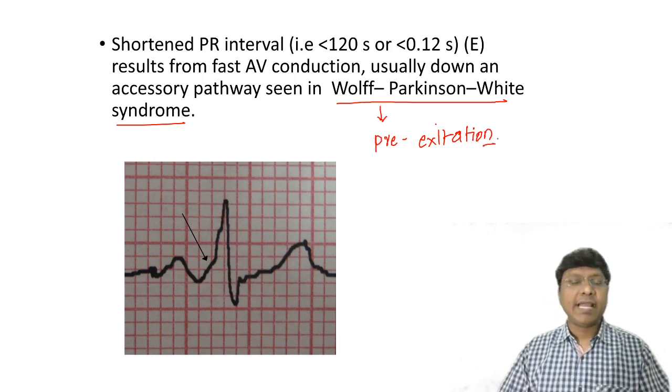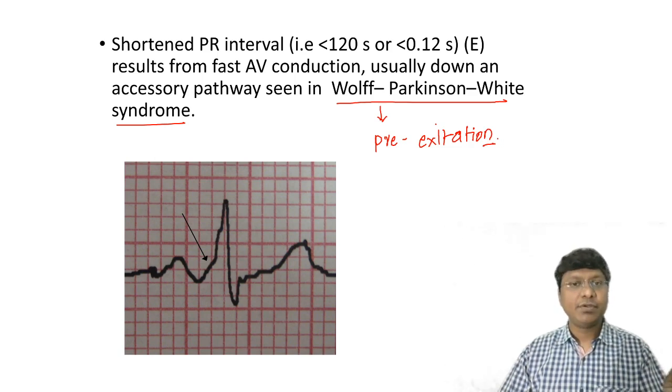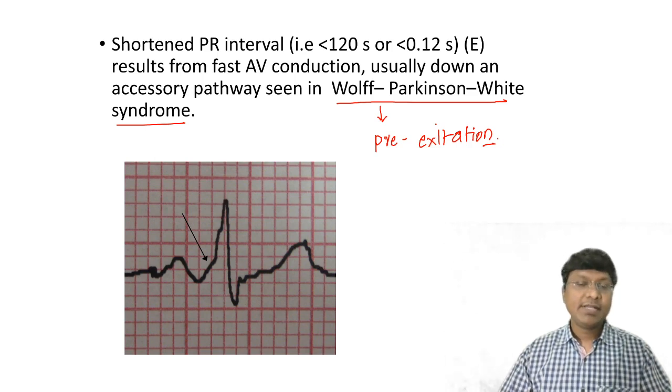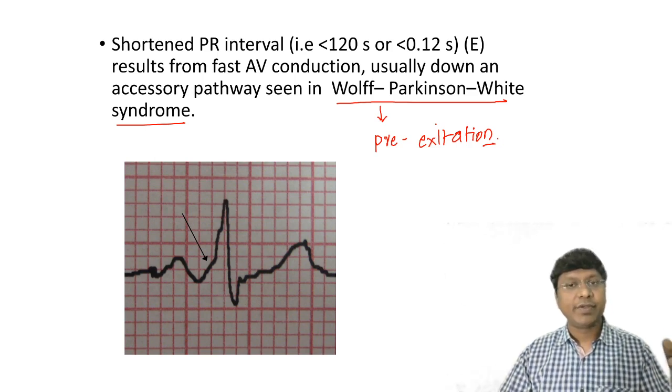Now, apart from your anterior, middle and posterior internodal fibers between SA node and AV node, in Wolff-Parkinson-White syndrome there is an accessory bundle. And the name of that particular accessory bundle or accessory pathway is the bundle of Kent. And because of this accessory pathway, the impulse from atria to the ventricle will also go through this accessory pathway, and that is the reason why the PR interval will be shortened.